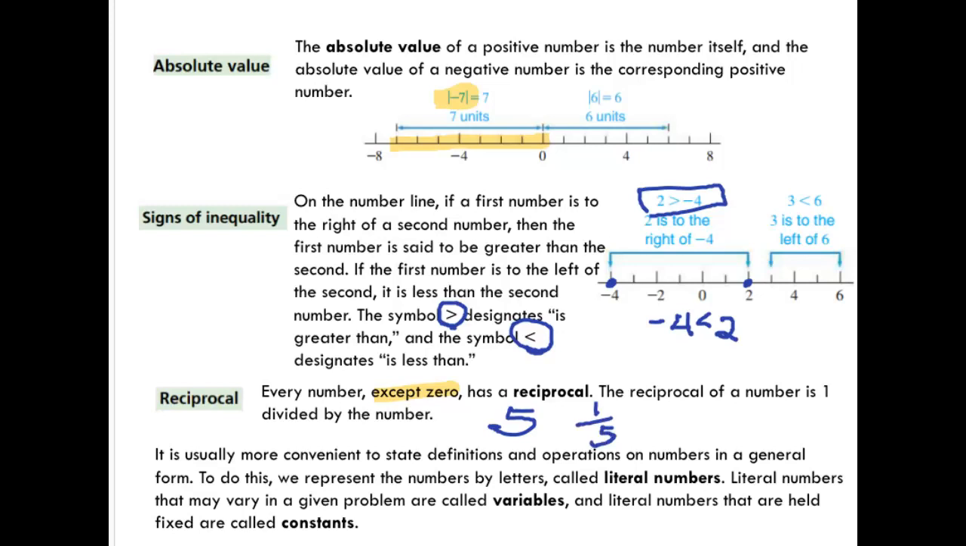And when we consider in algebra our number system, we look at things called variables and constants. And variables are just literal numbers that vary in a given problem. And a literal number is just a number represented by a letter. Represent numbers by letters. So that's going to be a variable. And if that literal number's held fixed, then we call it a constant.